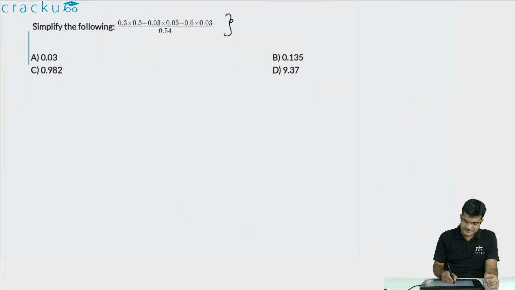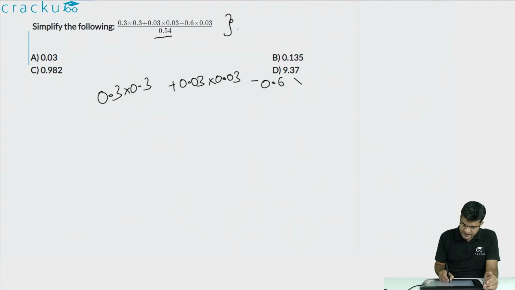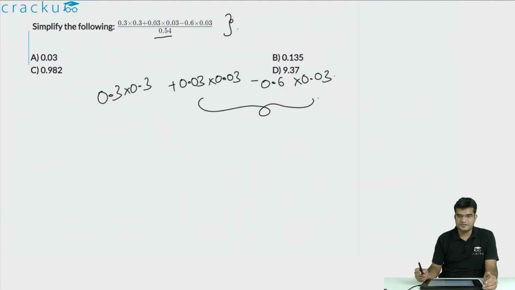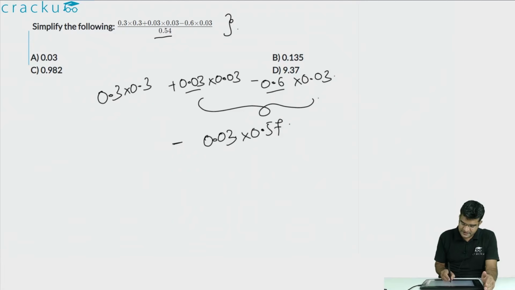In this question, we are given an expression and we are asked to simplify it. Let us look at the numerator and let us look at the denominator separately. The denominator is 0.54, so that's simple. If you're looking at the numerator, it is 0.3 into 0.3 plus 0.03 into 0.03 minus 0.6 into 0.03. Let us first combine the last two terms. If you take 0.03 common, this will become equal to 0.03 minus 0.6, that is minus of 0.57. So this is minus 0.03 into 0.57 and this is 0.3 into 0.3.